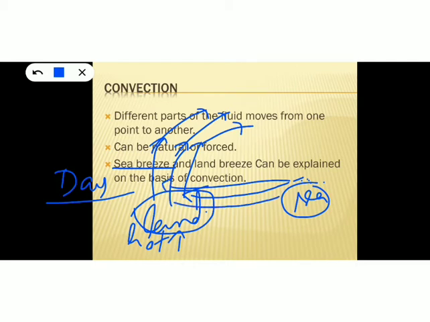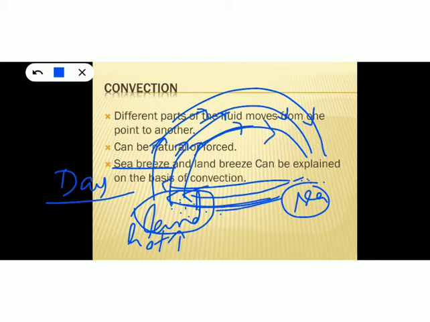So the cold air from the sea replaces this part, occupies this vacancy, and the warmer air from the land flows to the sea. So this cold air flowing from the sea to the land is known as sea breeze. The cold air which flows from sea to land during daytime is known as sea breeze.